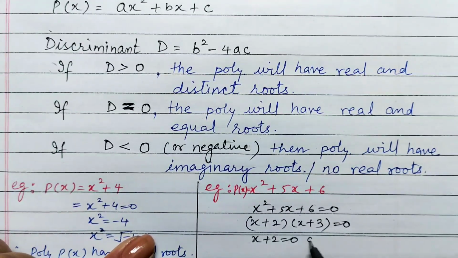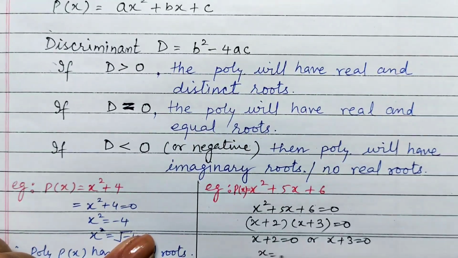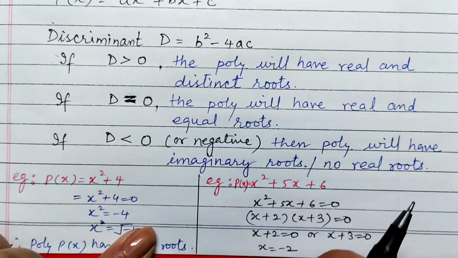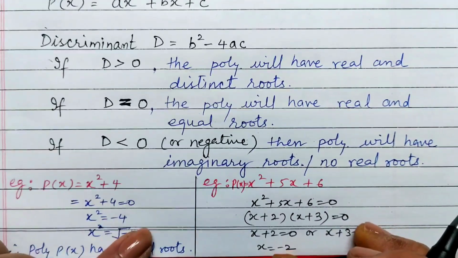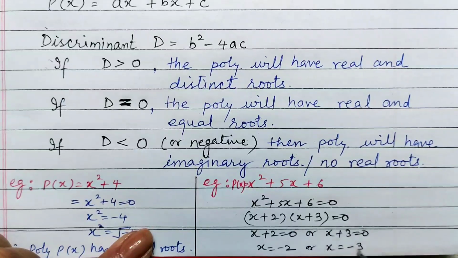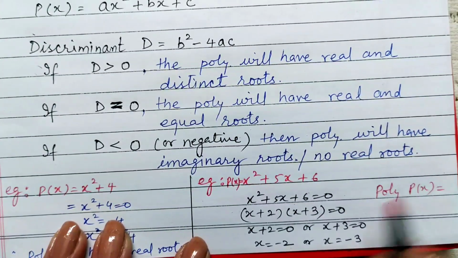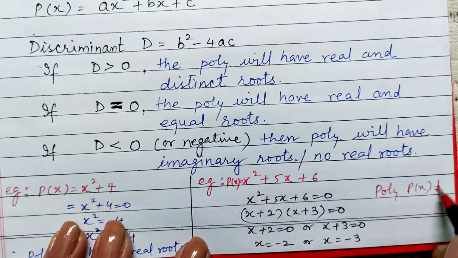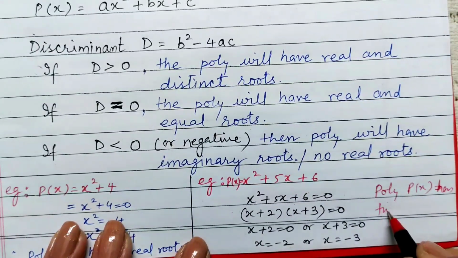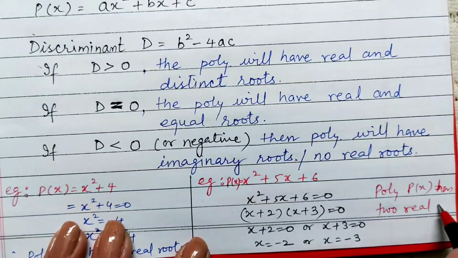Putting both the factors equal to 0, you will get one factor x equals minus 2 and the other factor x equals minus 3. We can see that both the zeros are different and both the zeros are real. So we can write that the polynomial p(x) has two real and distinct roots.